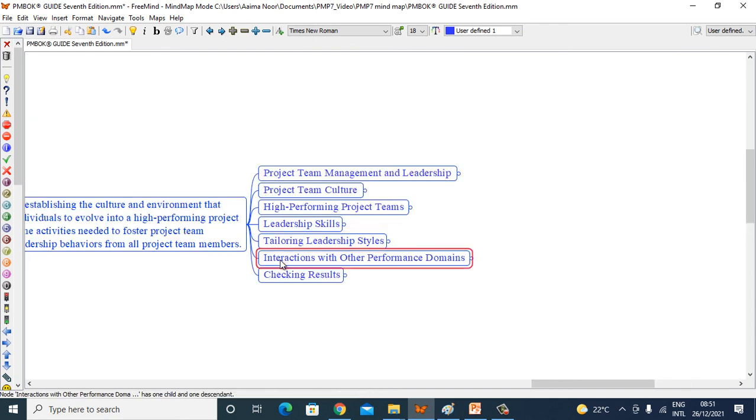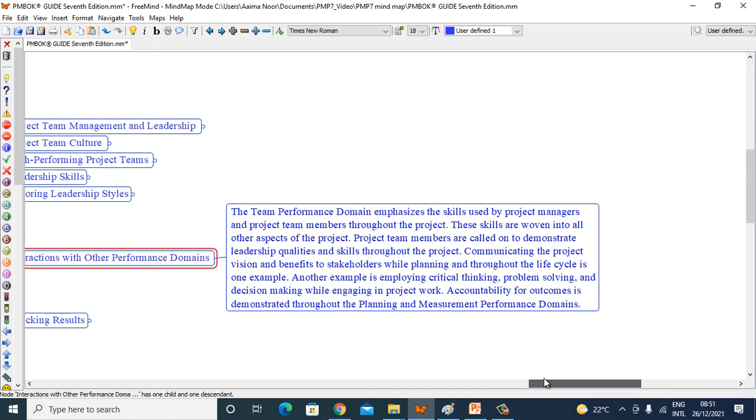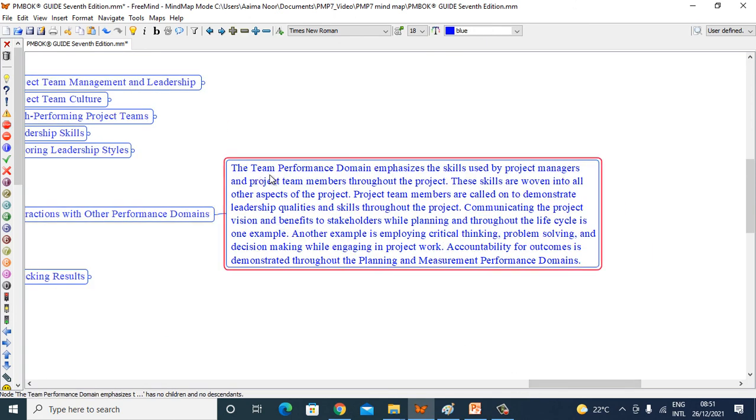Now let's see the next, interaction with other performance domains. The team performance domain emphasizes the skills used by project managers and project team members throughout the project. These skills are woven into all other aspects of the project. Project team members are called on to demonstrate leadership qualities and skills throughout the project. Communicating the project vision and benefits to the stakeholders while planning and throughout the project life is one example. Another example is employing critical thinking, problem solving, and decision making while engaging in project work. Accountability for outcomes is demonstrated throughout the planning and measurement performance domains.